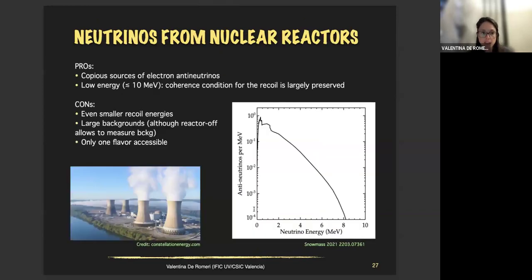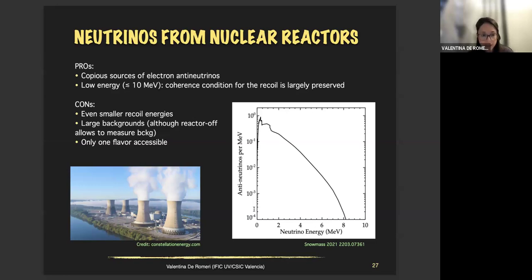Then most other CEvNS experiments use a different kind of neutrino source, which are neutrinos from nuclear reactors. In this case, the advantages are that nuclear reactors are a copious source of electron antineutrinos, and these neutrinos have a lower energy compared to the accelerator ones, so the coherency condition is largely preserved.